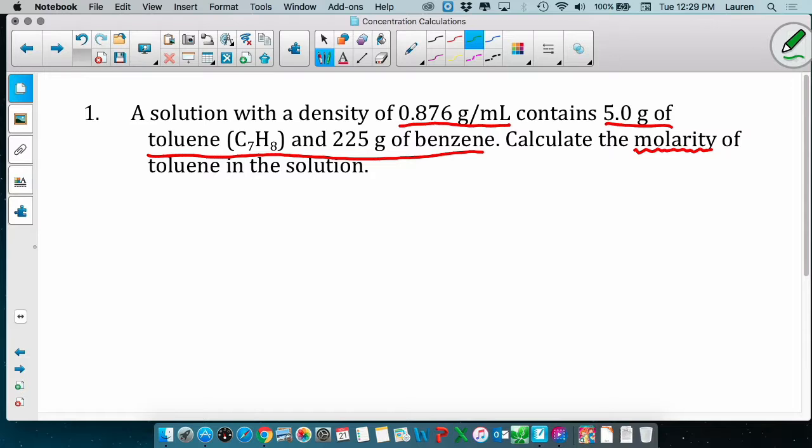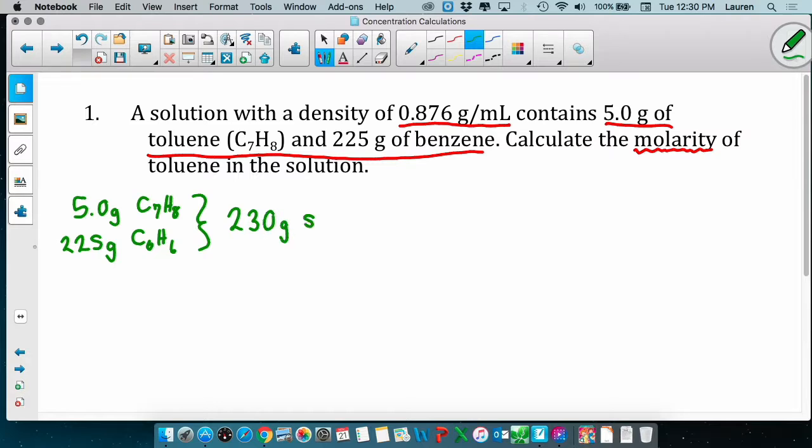We know that we have 5.0 grams of toluene, which is C7H8, and it is mixed with 225 grams of benzene, which is C6H6. Okay, so that gives us, in our whole solution, 230 grams of our mixture. And we also know that this solution has a density of 0.876 grams per milliliter.